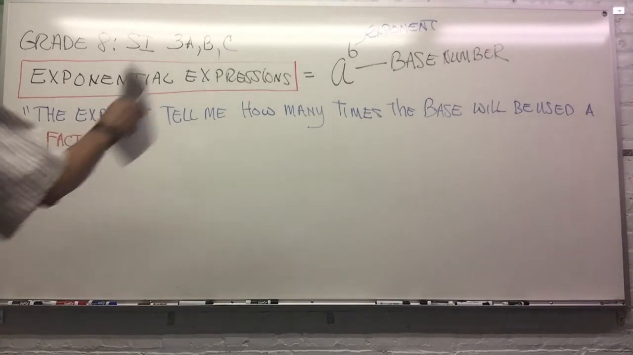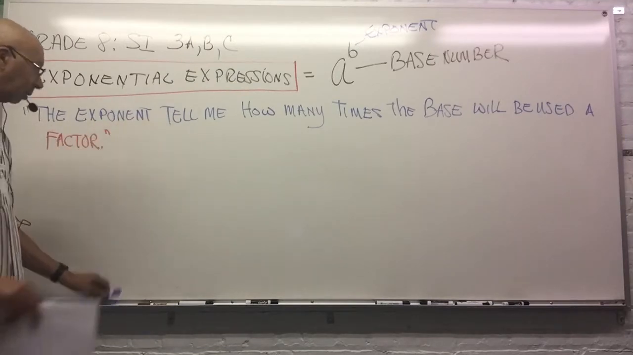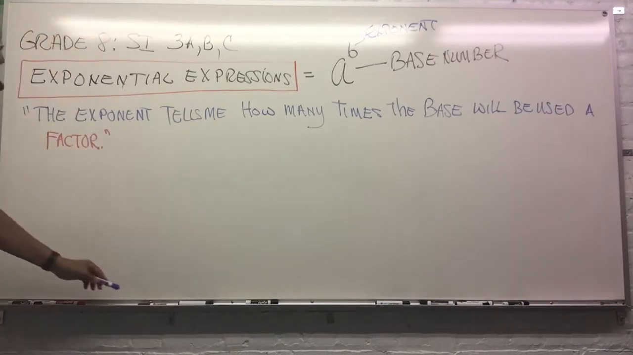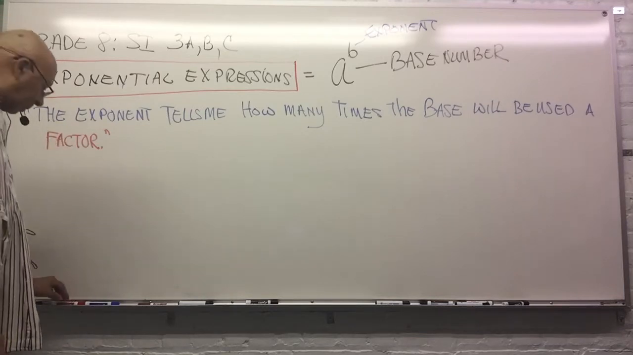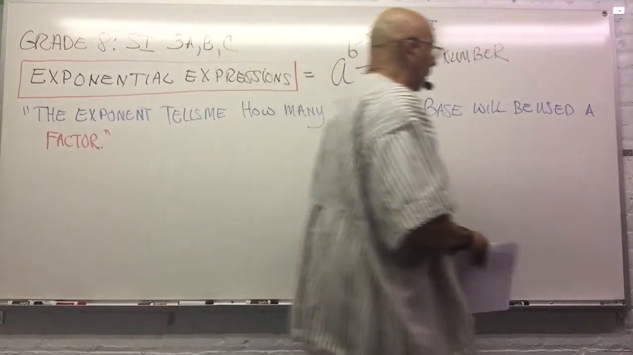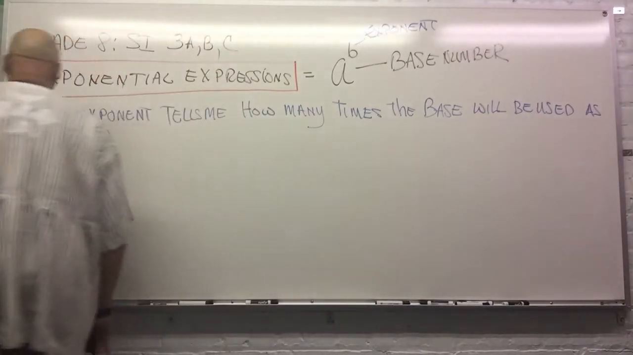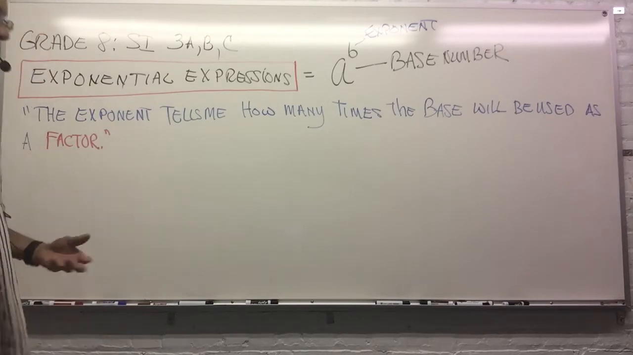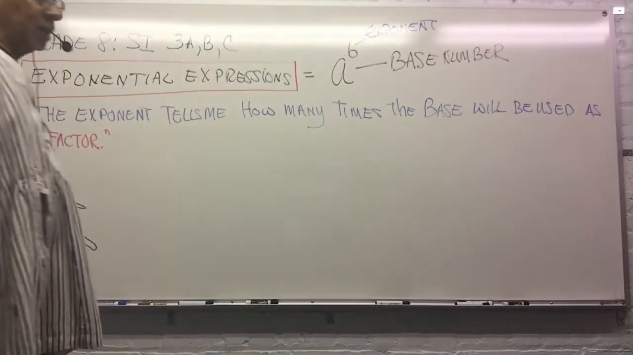So the exponent, which is the number above the letter, tells me how many times the base will be used as a factor. I should have put an S here, used as a factor. So you want to get the definition right, because the more you repeat it correctly, the quicker you'll understand exactly what it means. So let's see what this is meaning.